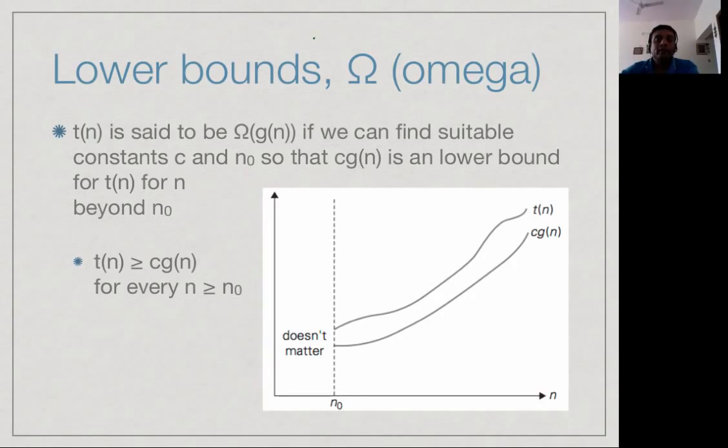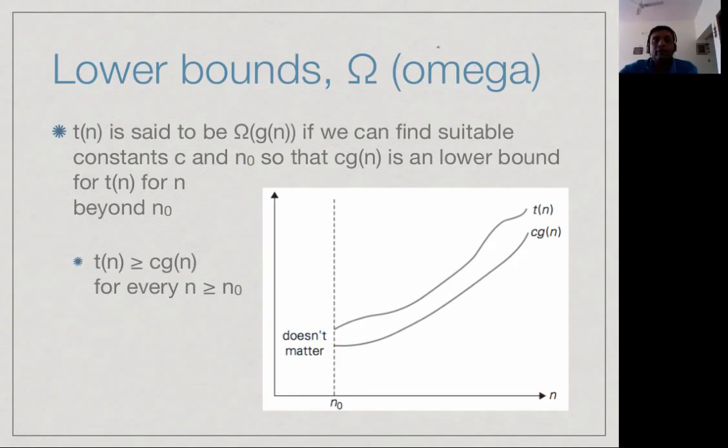Now there is a symmetric notion to an upper bound, namely a lower bound. Just like we said that T of n always lies below C times G of n, we might say that T of n always lies above C times G of n. And this is described using this notation omega. So this is just a symmetric definition. It says that T of n is omega of G of n if for every n beyond n0, T of n lies above C times G of n for some fixed constant C.